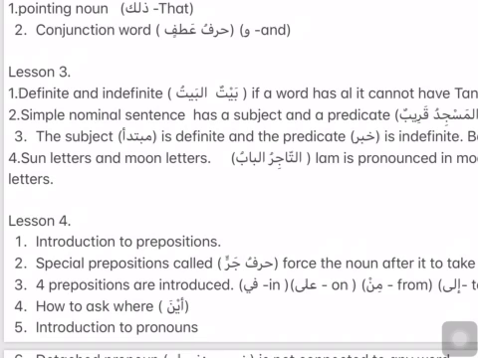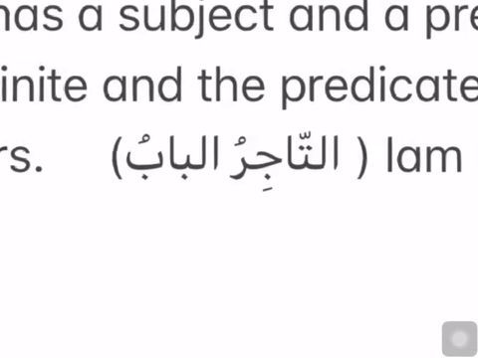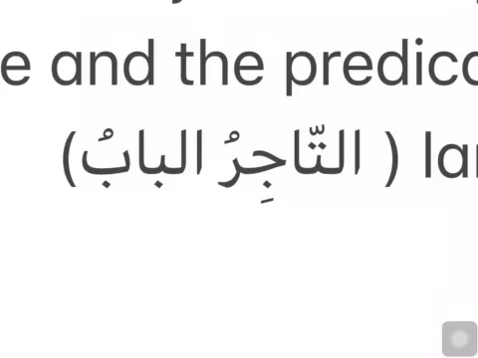We learned sun and moon letters in lesson 3. Sun letter and moon letter, the difference is seen when there is lam at-ta'rif before them. In case of a sun letter, the lam of the lam at-ta'rif is not pronounced, rather it is assimilated into the sun letter. So for example, at-tajiru, and you see a shadda on the sun letter. In case of a moon letter, the lam of the lam at-ta'rif, al, is pronounced. So you say al-babu.